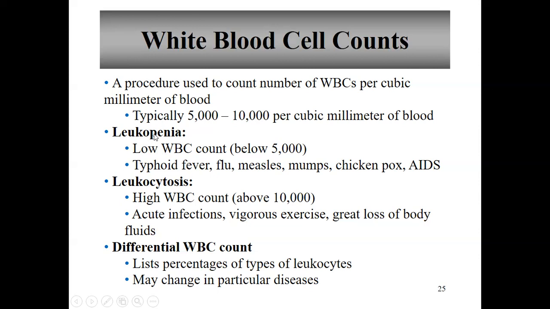If your white blood cell count is below 5,000, so below this lower end of normal, it is called leukopenia. Remember, leuko means white. Penia, we talked about that when we talked about osteopenia. So it is a deficiency or a low amount of. So in this case, leukopenia is a low amount of white blood cells. Some causes of leukopenia can be typhoid fever, flu, measles, mumps, chickenpox, or AIDS.